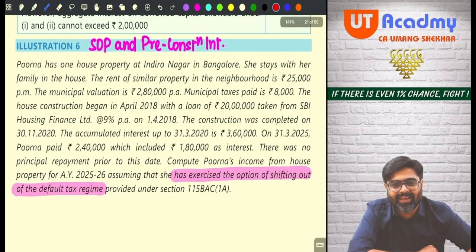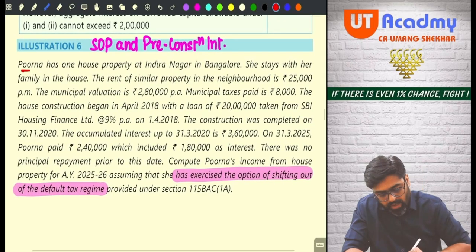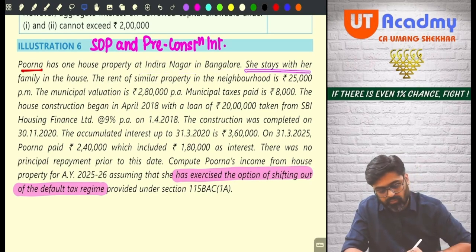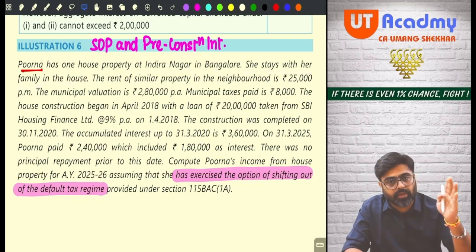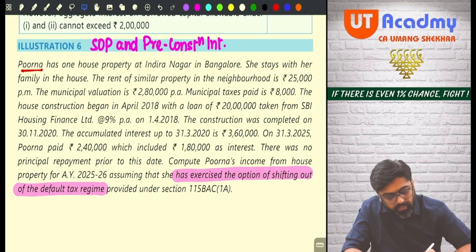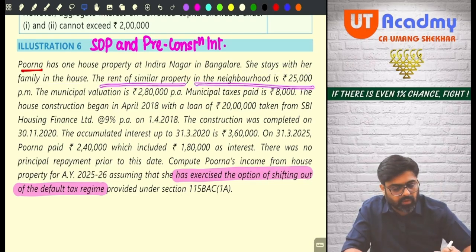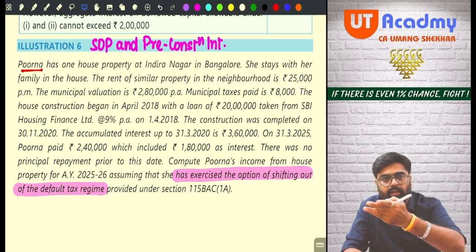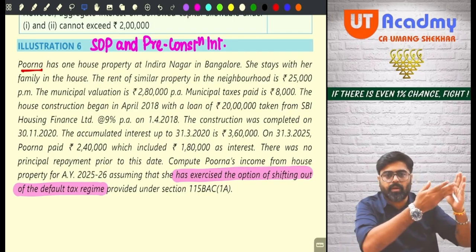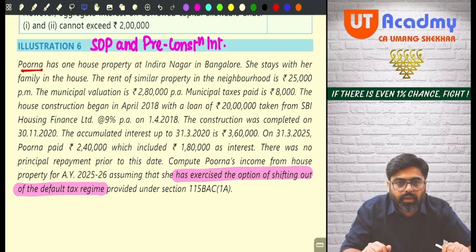Okay. Shall we start? Purna has one house property at Indranagar in Bangalore. She stays with her family in the house, meaning the house property is SOP. Next one. The rent of similar property in neighborhood is 25,000, meaning this is fair rent given for the property. There is no use of this fair rent to me. I would have used this fair rent if the property would have been what? Let out property, no?